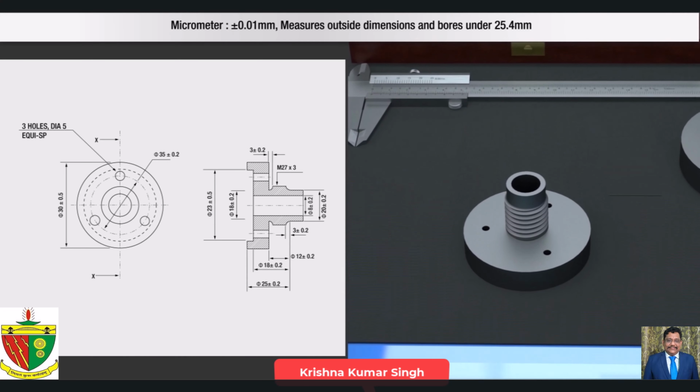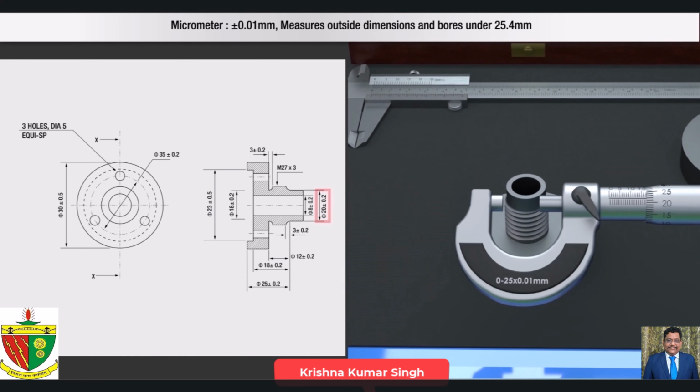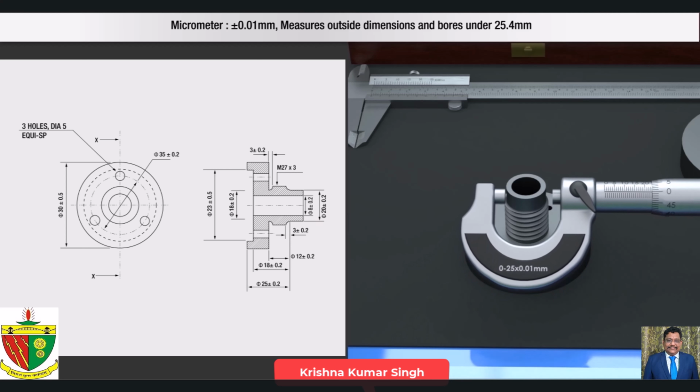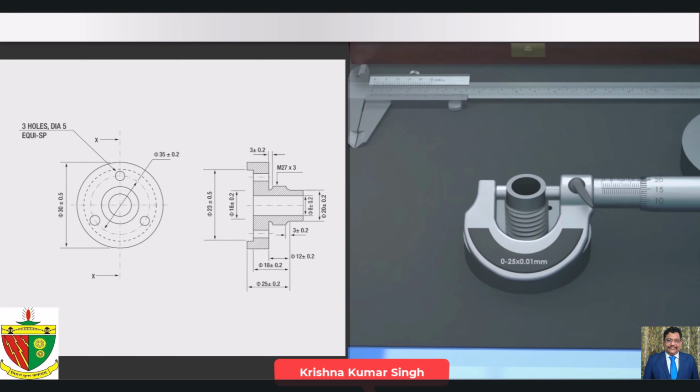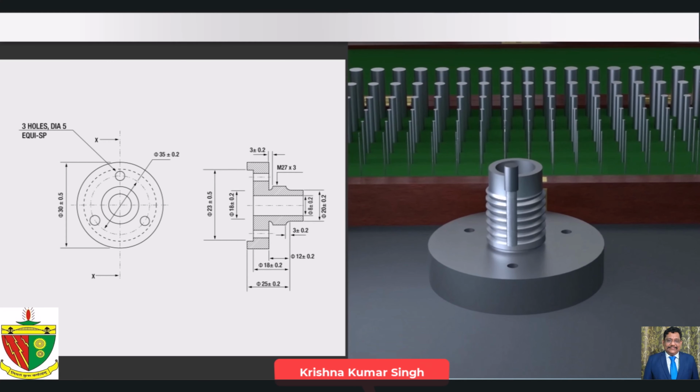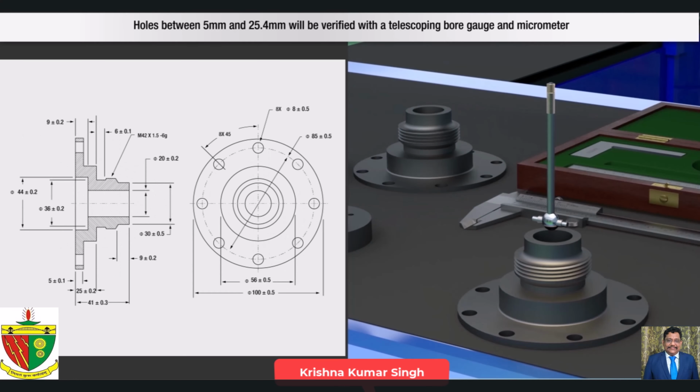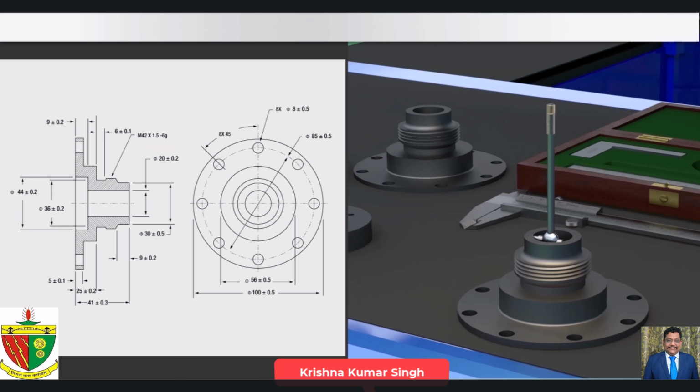Micrometer plus or minus 0.01 mm measures outside dimensions and bores under 25.4 mm. Pin gauges in plus or minus 0.02 mm increments measure hole diameters. Holes between 5 mm and 25.4 mm will be verified with a telescopic bore gauge and micrometer. Bores larger than 25.4 mm will be measured by a caliper.